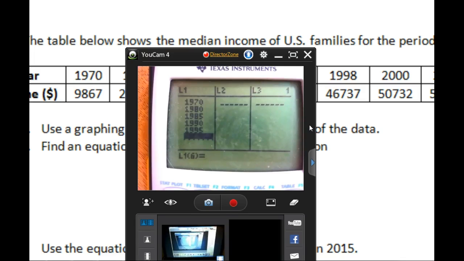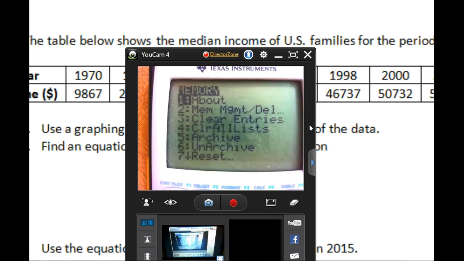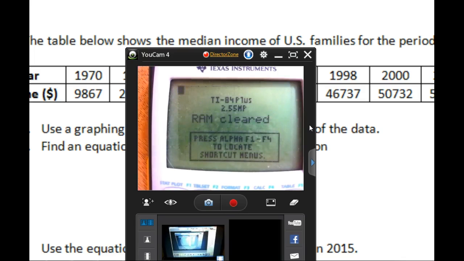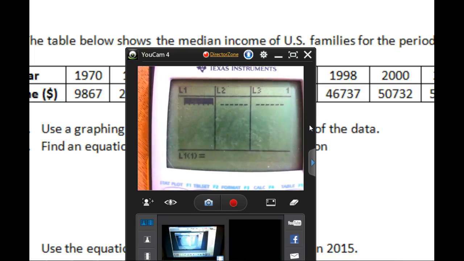Then you have to factory reset your calculator. So you need to hit the second key and the plus sign. You need to go down to reset, which is 7. You hit enter on 7, yes. Go to all RAM and reset. Alright, I'm good now.